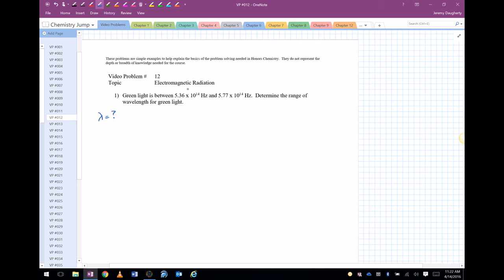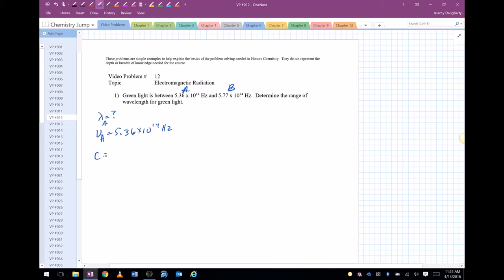And we're going to have two different ones. We're going to have one for that value, one for that value. Let's label this A, let's label this B. So I'm going to say wavelength A is equal to question mark. The frequency at A is 5.36 times 10 to the 14th hertz.